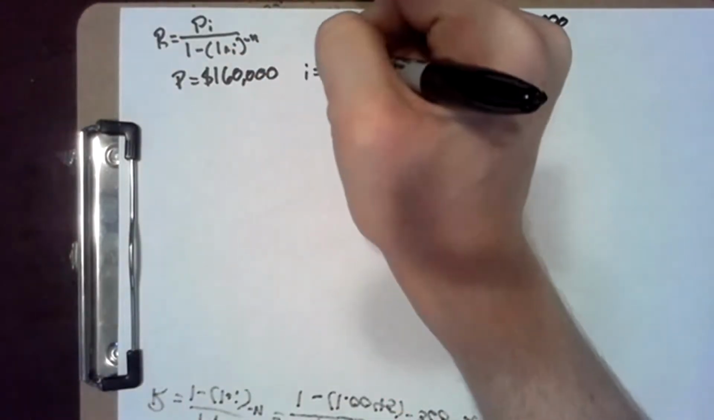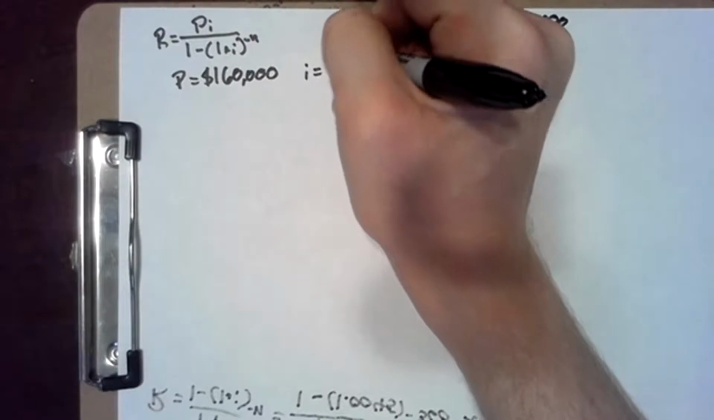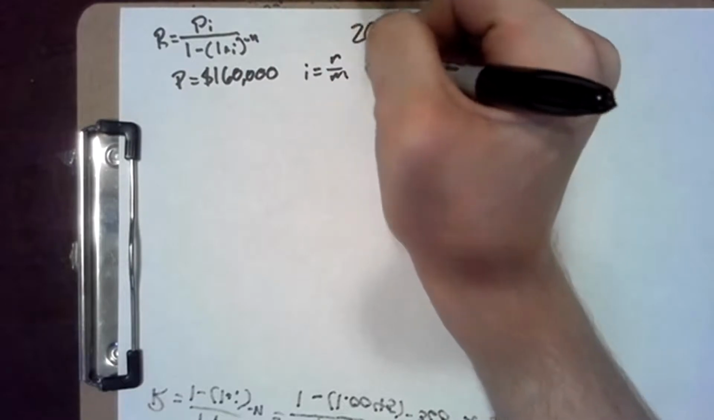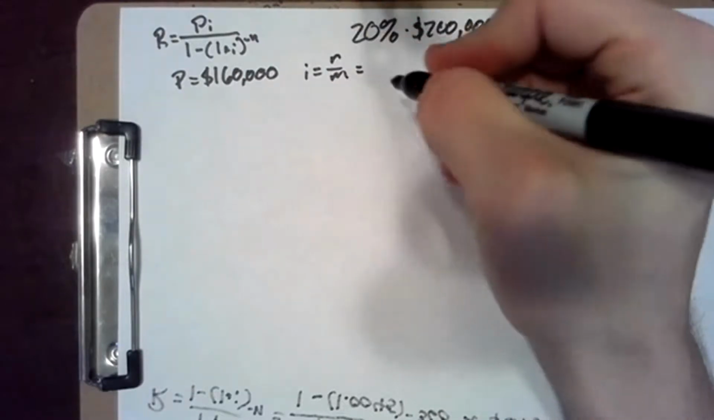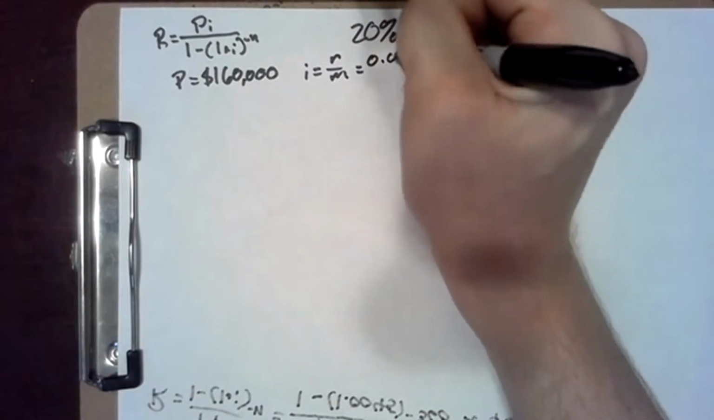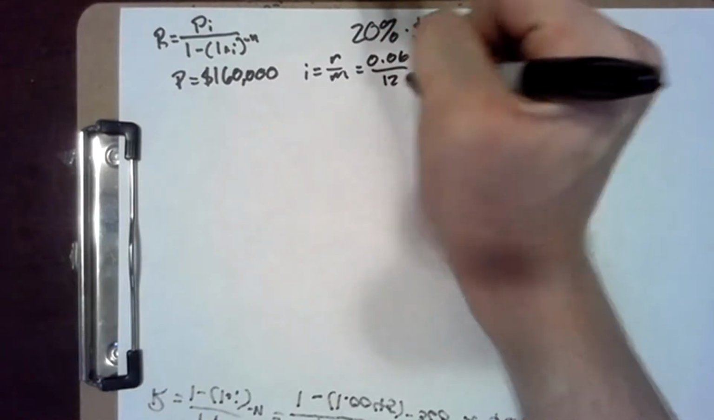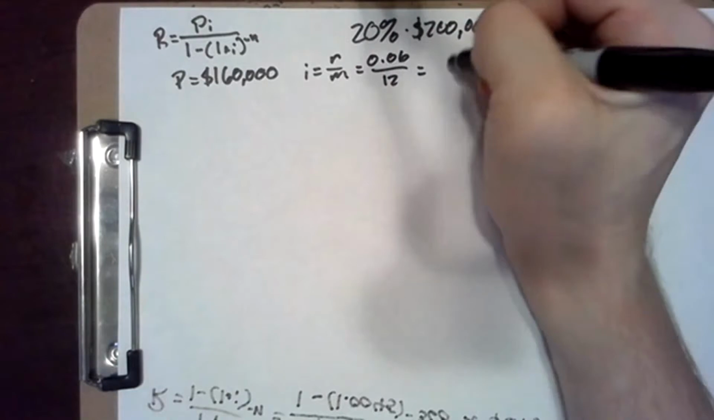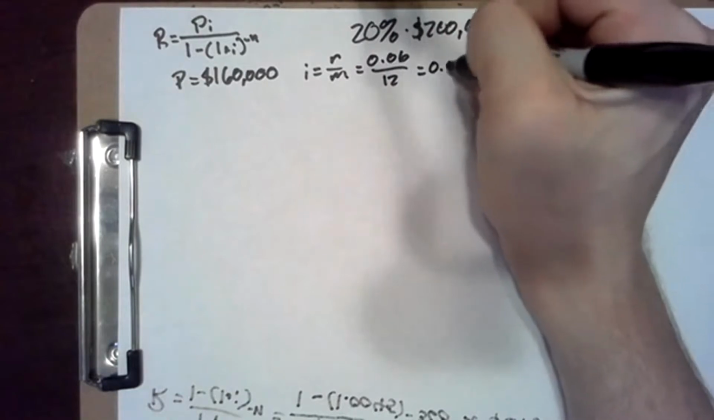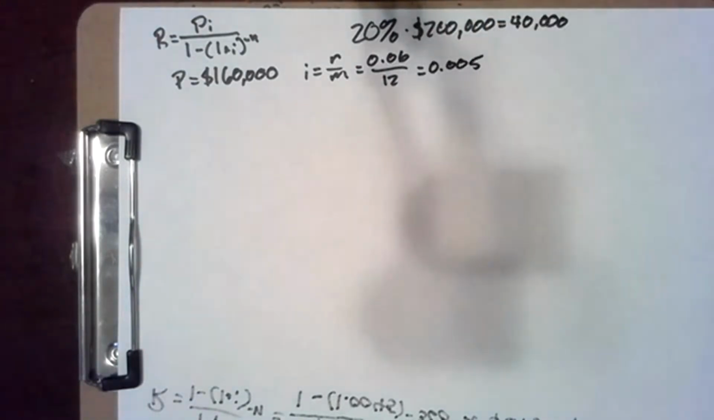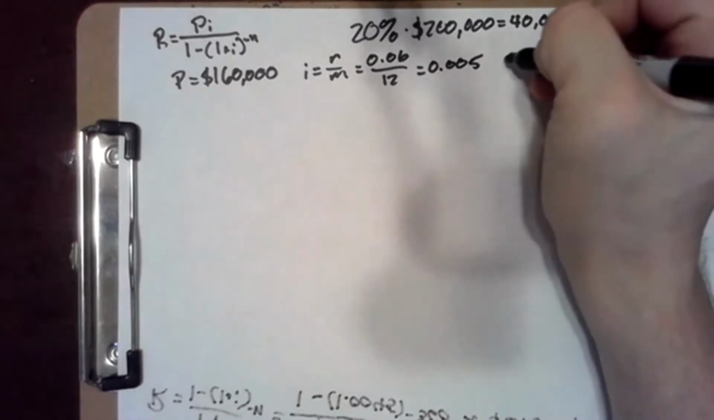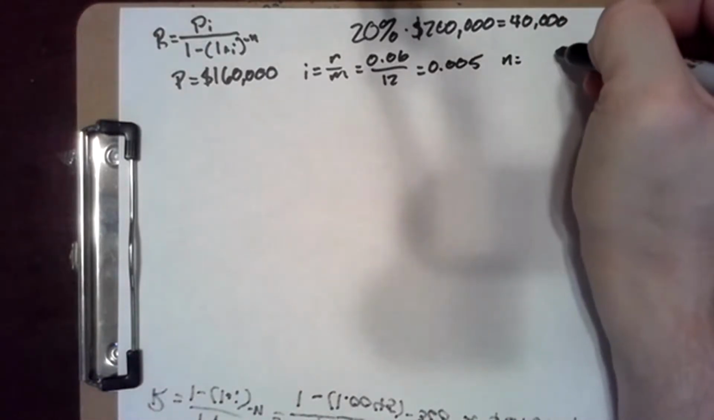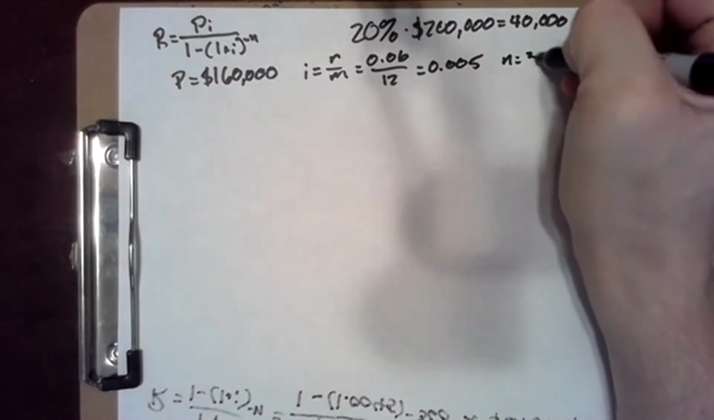I is R over M, and that is 0.06 over 12, or 5 thousandths. N is going to be 30 times 12, which is 360.